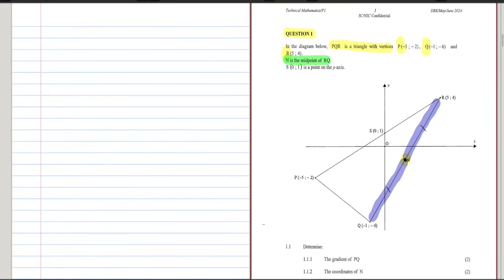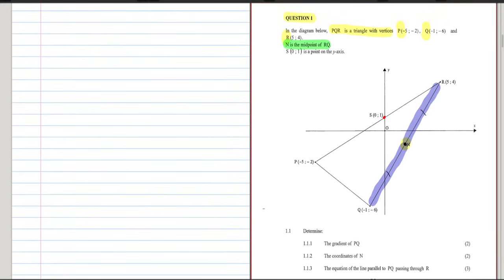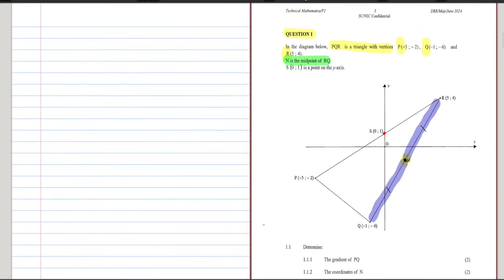So we have a midpoint. S is a point on the y-axis, another point on the y-axis. That point S can also be considered the y-intercept of line PR. Alright, done on the analysis side of the question. Now let's start answering the questions, in fact, not some, but all of the questions.